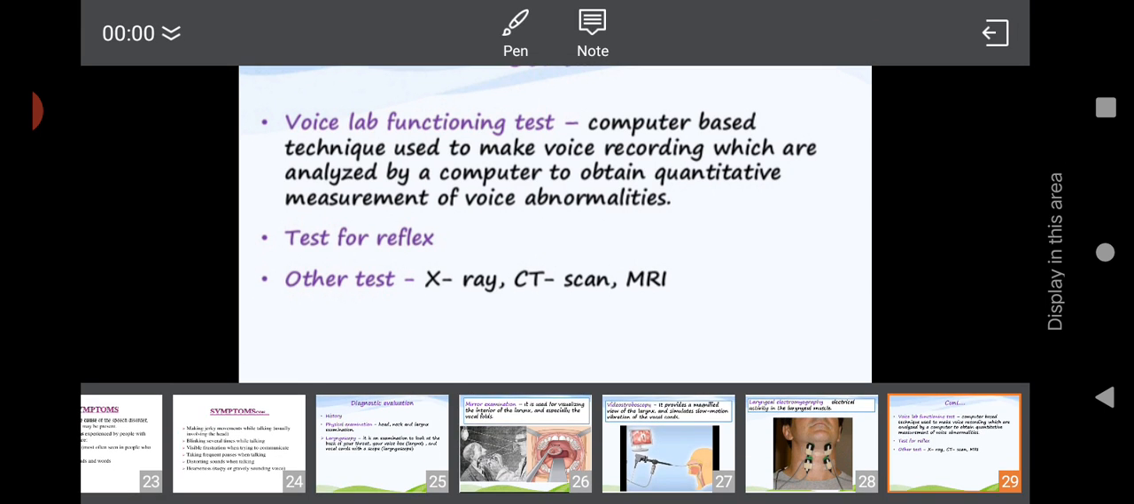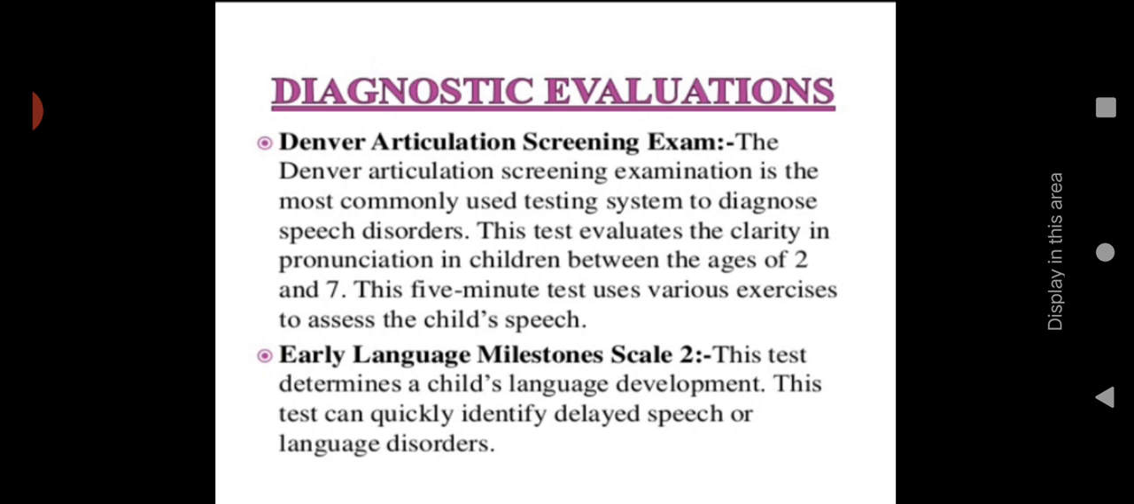Next is the Denver Articulation Screening Exam. Articulation is related to pronunciation. The Denver Articulation Screening Examination is the most commonly used testing system to diagnose speech disorder. This test evaluates the clarity in pronunciation in children between the ages of 2 and 7. This 5-minute test uses various exercises to assess the child's speech. In this test, we can examine the speech disorders and diagnose what kind of speech disorder they are having. They evaluate how much clarity there is in the pronunciation of each word. For example, we have seen pronunciation problems where instead of "duck" they say "guck", or instead of "cup" they say "tub".